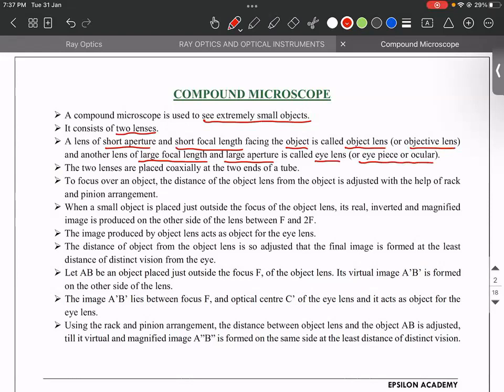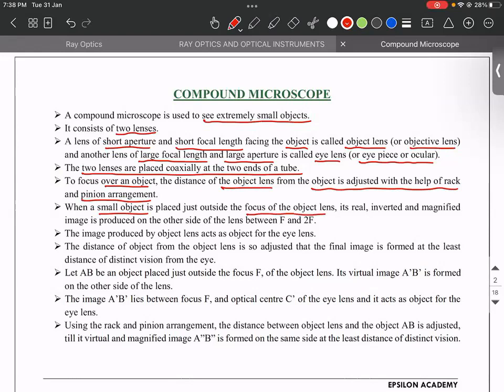The next question is, how are these two lenses placed? These are placed coaxially at the two ends of a tube. To focus on an object, the distance of the objective lens from the object is adjusted with the help of an arrangement called a rack and pinion arrangement. Basically, you have screws which you can rotate to adjust the distance between the object and the lens accordingly.